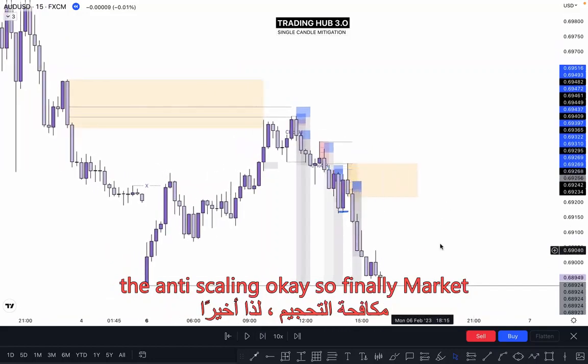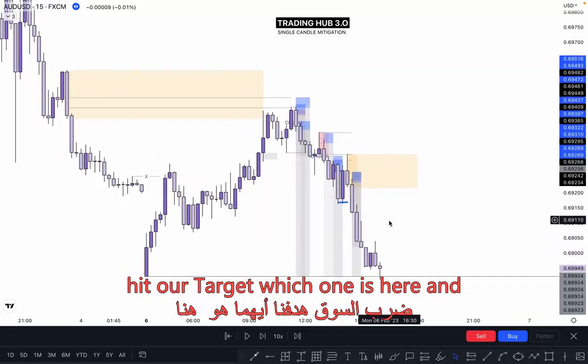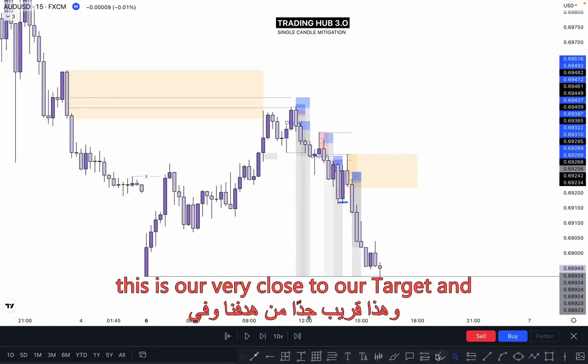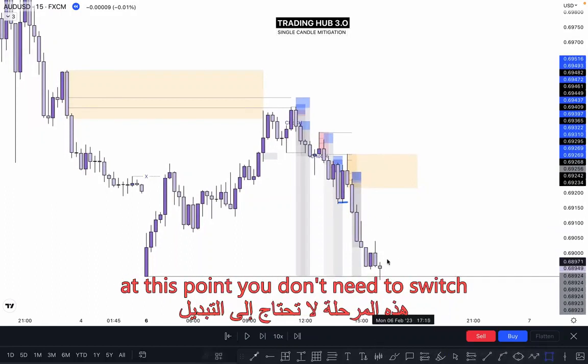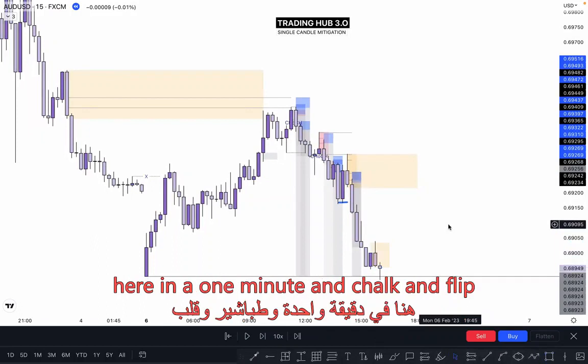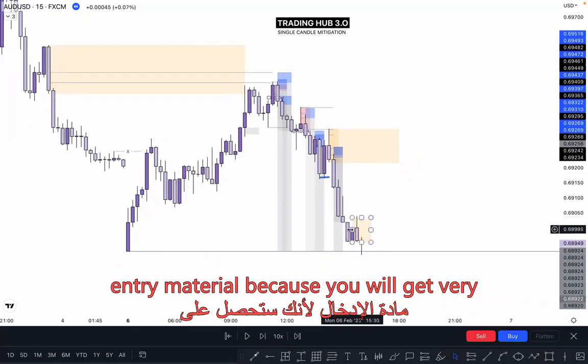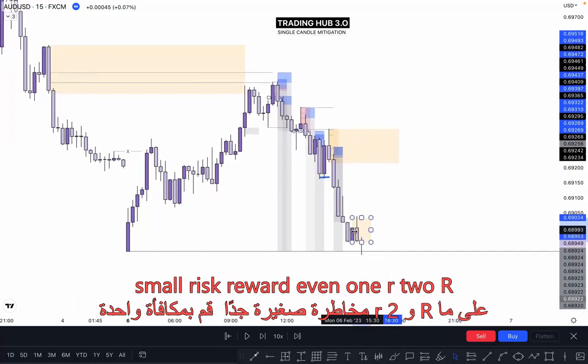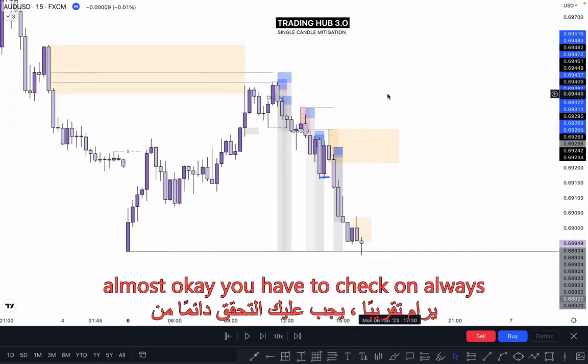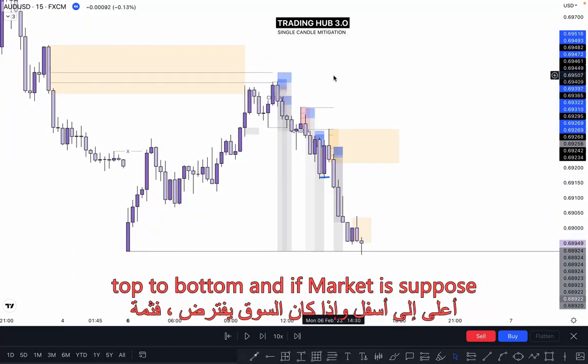Okay, so finally the market hit our target, which is here, and this is very close to our target. And at this point you don't need to switch to the 1 minute and the CHoCH and flip entry model, because you will get a very small risk reward, even on 1 hour, 2 hour almost. Okay, you have to always check top to bottom, and if the market is bullish, then bottom to top.